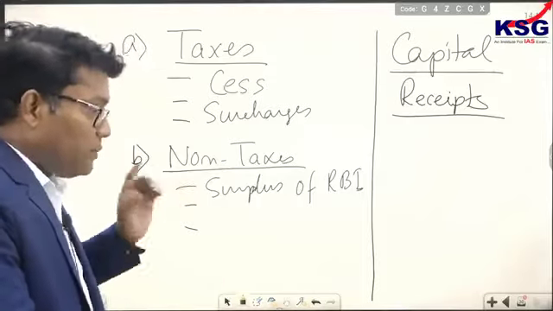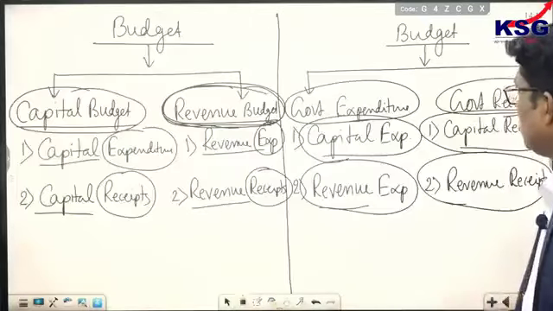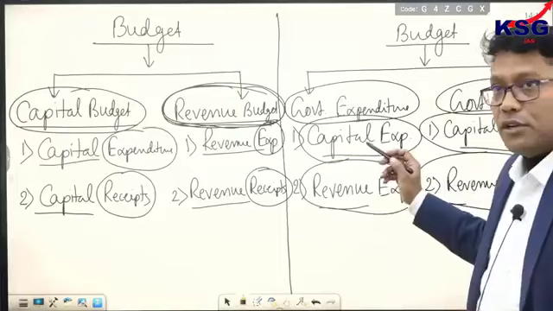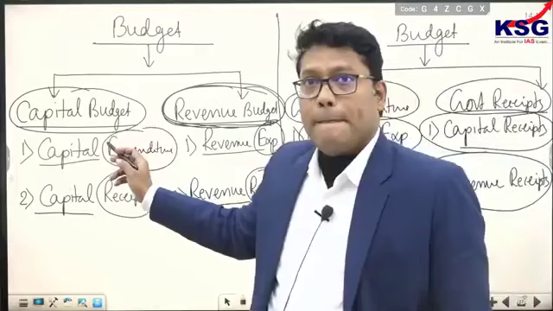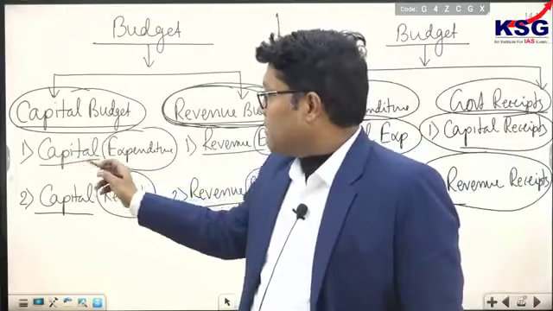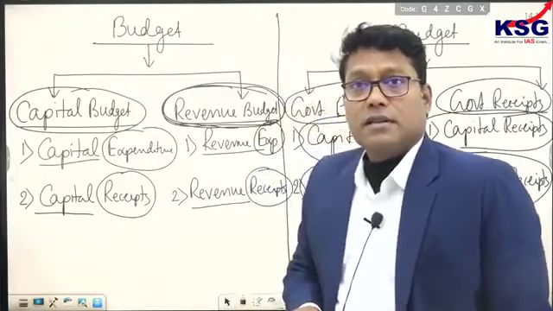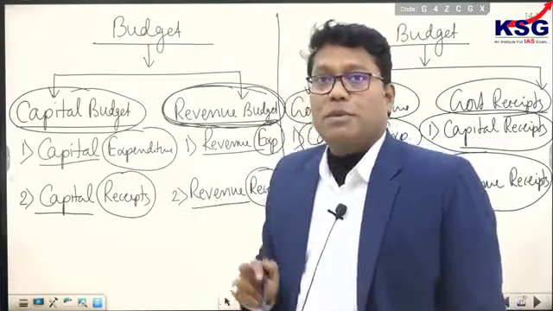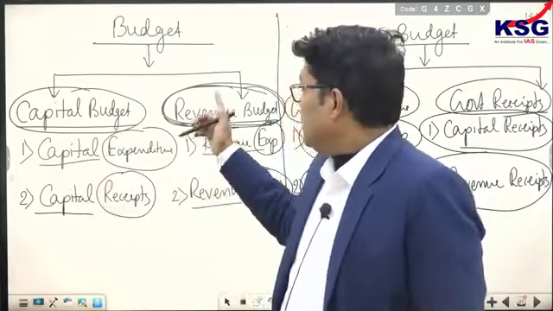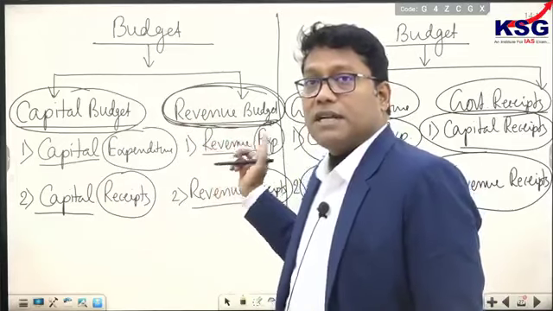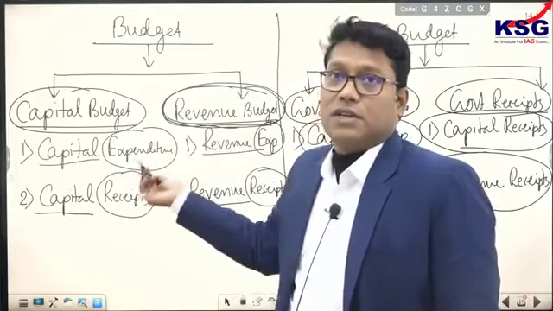Now you must understand this. Now you can come back here. So this way we clear our concept of expenditure and receipts. Now you come to the budget, the capital budget. So what is the capital budget? It is related to capital expenditure and capital receipts. Simple, in one line. Budget means expenditure and receipts of the government, but when you say capital budget, it is related to capital expenditure and capital receipts. Similarly, when you talk about the revenue budget, it is related to revenue expenditure and revenue receipts.